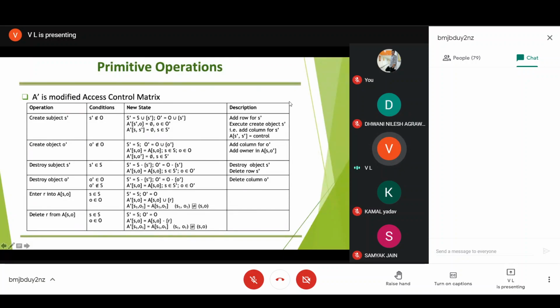Similarly, destroying an object will remove the corresponding column. And if you enter a right into A[s, o], the corresponding right will be added to the respective entry. Similarly, a right will be deleted. What it means is that all other entries where the subject is not equal to the subject S will remain the same. The entry will be modified only for this subject.